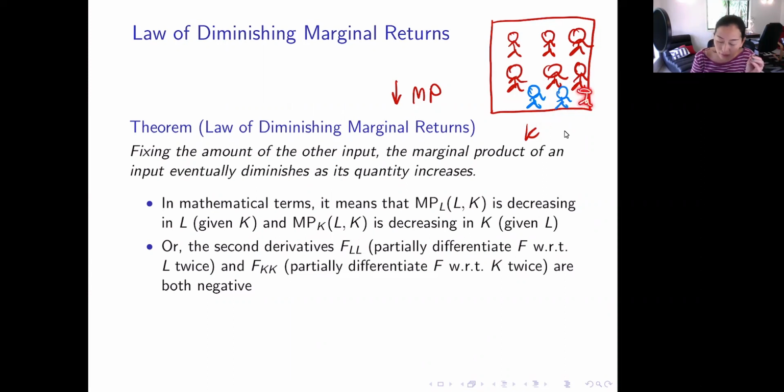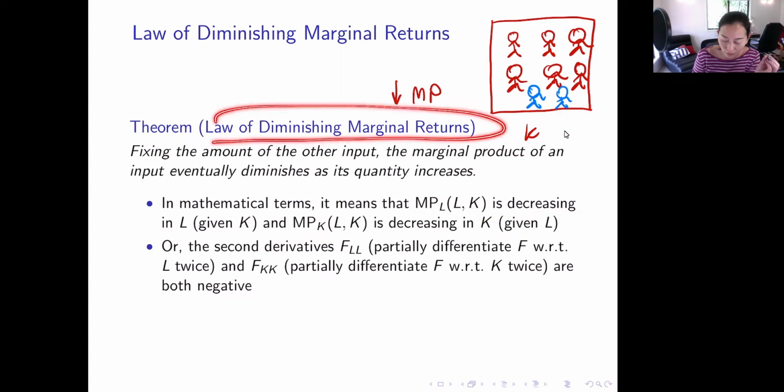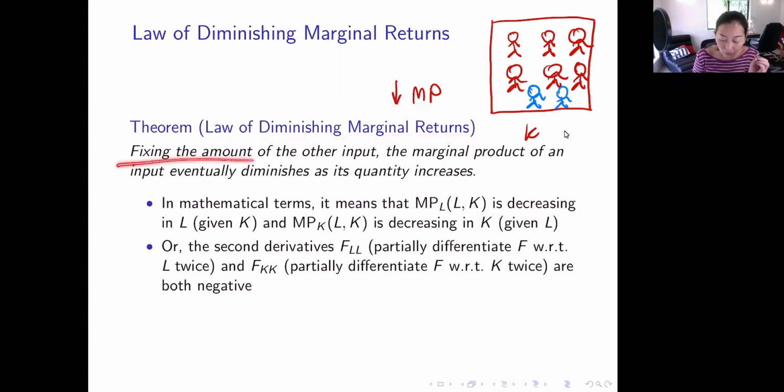It's because you exhaust this fixed capital, unless you allow capital to increase, that is, increase the size of the field. But that would not be applicable to the law of diminishing marginal returns, because for this law you have to fix the other inputs. If K is fixed and you keep adding more of the other input, of course the marginal product will become smaller and smaller, and the total output would increase, but at a smaller rate.